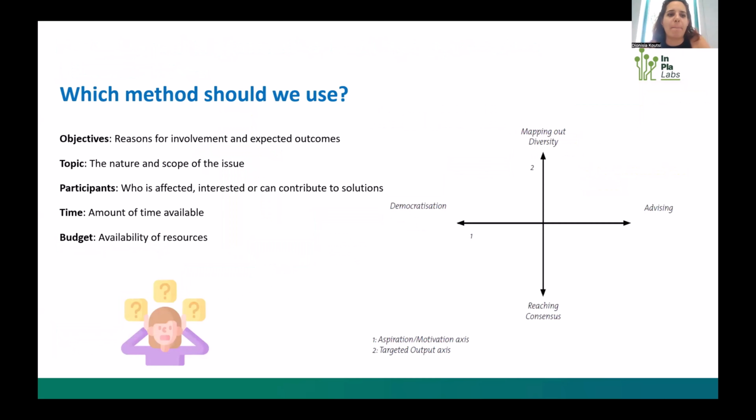But how do we choose the method that we are going to use? This is always a tricky question, because each target group is different, each scope is different, and it's important to understand that we need to be adjustable to the needs and the dynamics of our team. So some critical aspects that we need to take into account when choosing a participatory method are, for example, first, why we need their involvement.